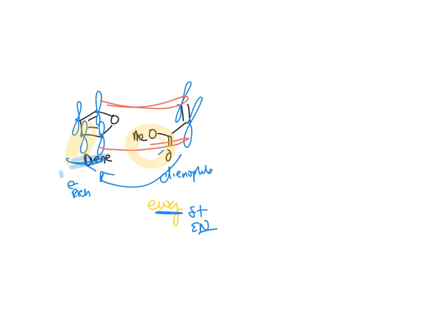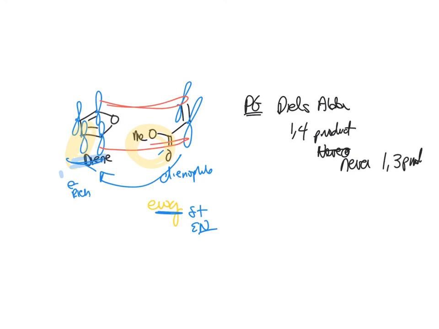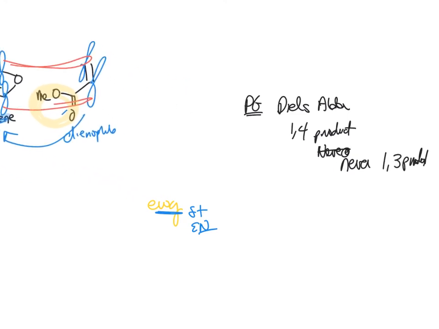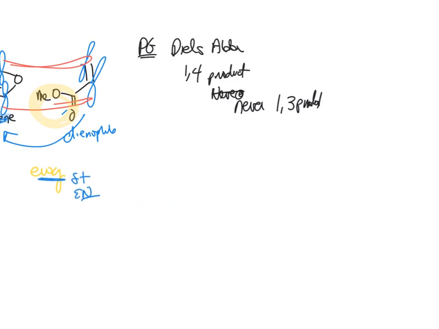And the other thing that is not mentioned in your POGL that you'll need to know about the Diels Alder is that you get a 1,4 product. You never get the 1,3. So what do I mean by that? Let's show you just an example of that, and then I'll let you do your additional problems.